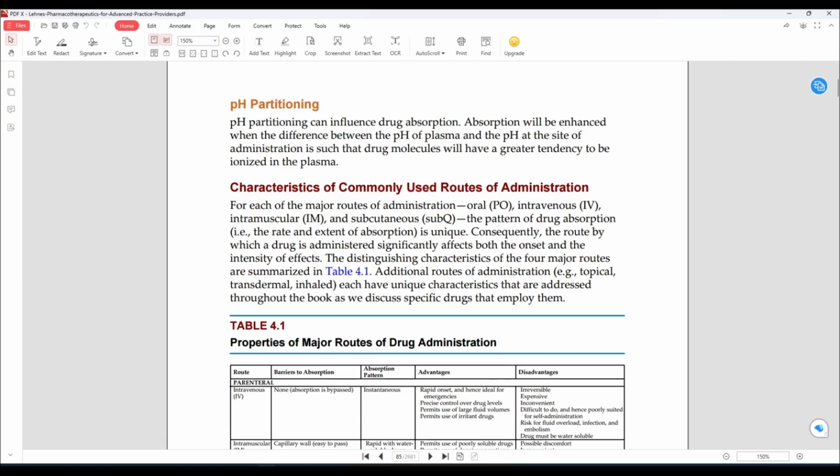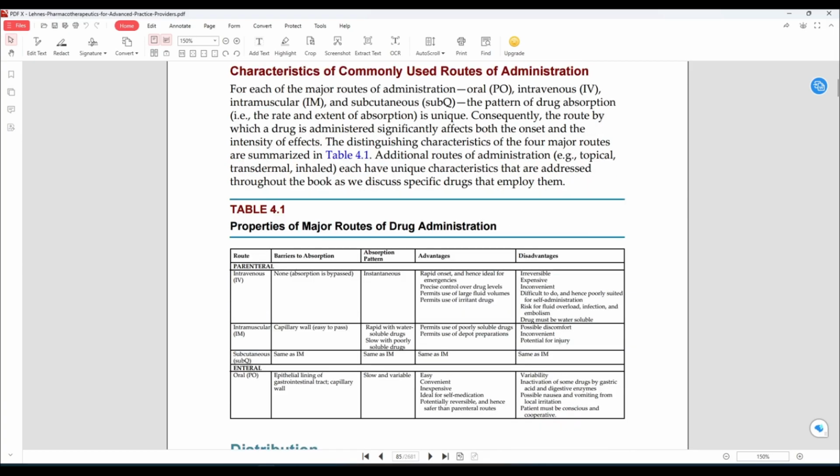Characteristics of commonly used routes of administration. For each of the major routes of administration, whether oral, PO, intravenous, IV, intramuscular, IM, or subcutaneous, subQ, the pattern of drug absorption, the rate and extent of absorption, is unique. What's missing here is sublingual.